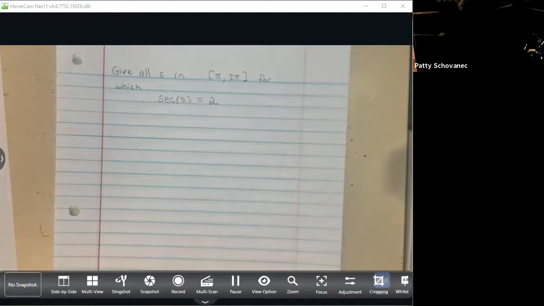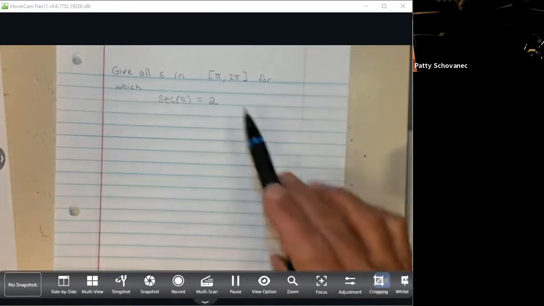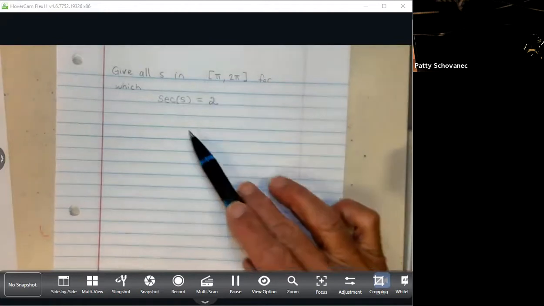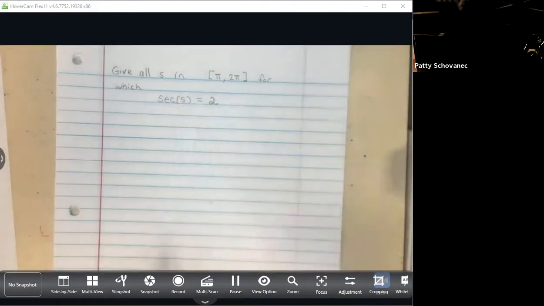Well, secant's not going to be positive anywhere in quadrant 3. So I can narrow this down and make this go from 3 pi halves to 2 pi. There's only one value in there that the secant is going to be positive. And where is the secant going to be 2? Well, if the secant's 2, what's the cosine? 1/2. Cosine is 1/2 at which reference angle? Pi over 3. So I need the quadrant 4 version of pi over 3.